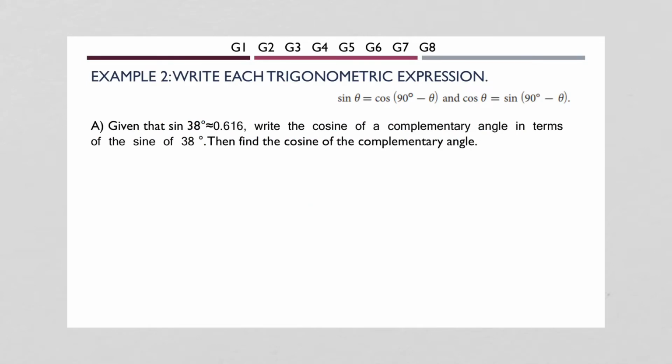All right, so here's the second example. That's a little tricky, but we're going to use the information that you just copied down from the previous slide. So given that sine of 38 degrees is approximately 0.616, it says write the cosine of a complementary angle in terms of the sine of 38 degrees. Then find the cosine of the complementary angle. So it's asking you to do a lot. We're going to do it by parts.